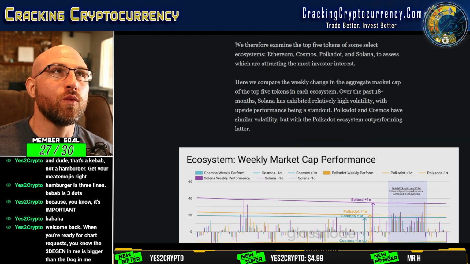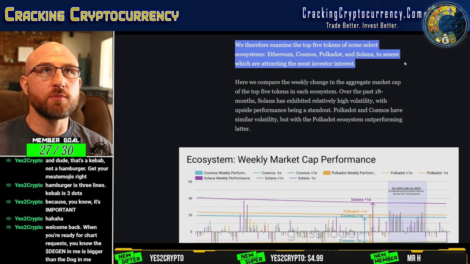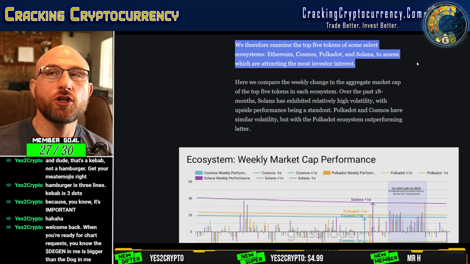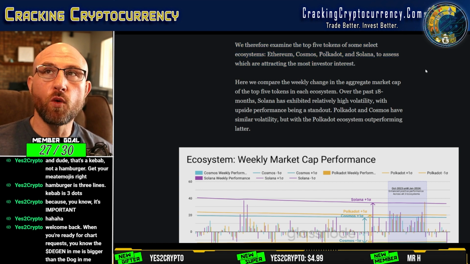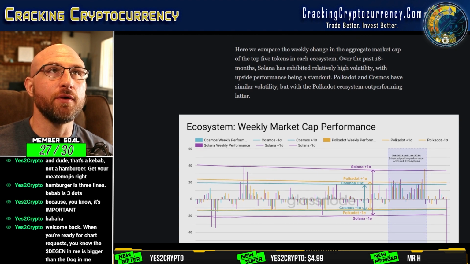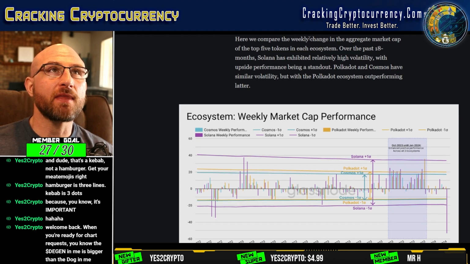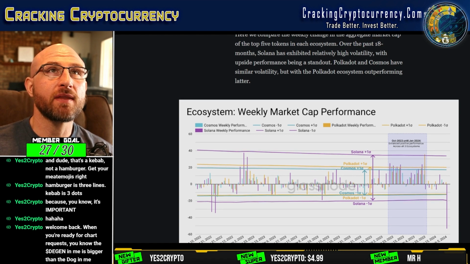Glassnode wants to examine the top 5 tokens of select ecosystems: Ethereum, Cosmos, Polkadot, and Solana, to assess which are attracting the most investor interest. What are the chains that are attracting the most investor interest? How is the capital flowing? All right. And Glassnode is going to do that by comparing the aggregate market cap of the top 5 tokens in each ecosystem. All right. Let's see here.